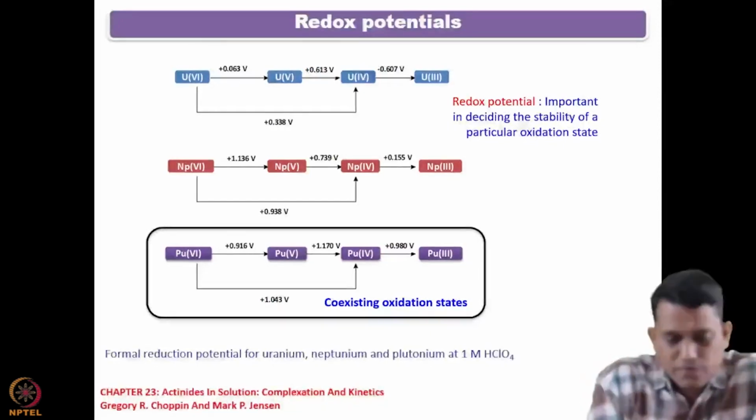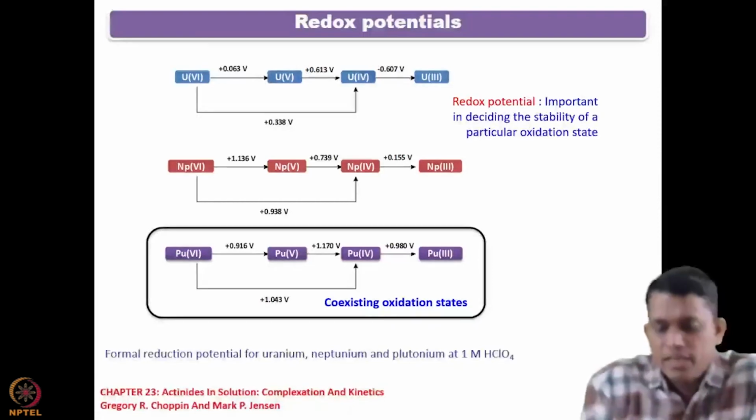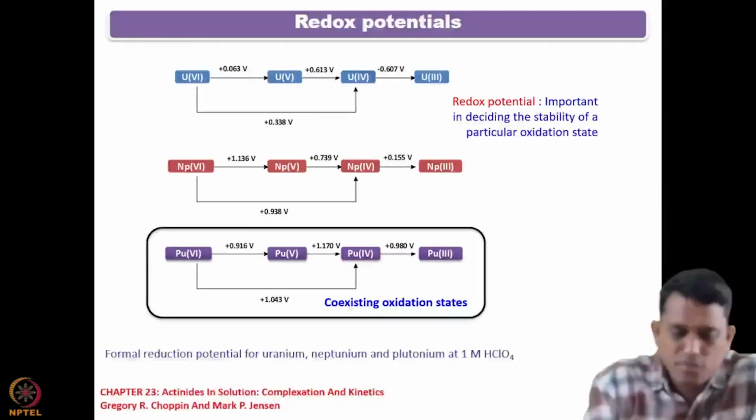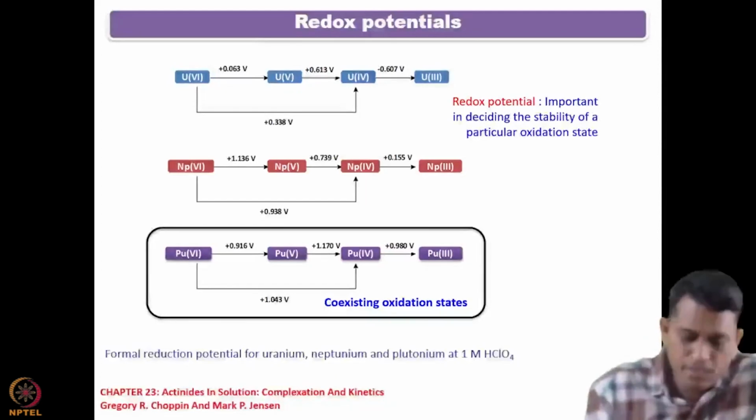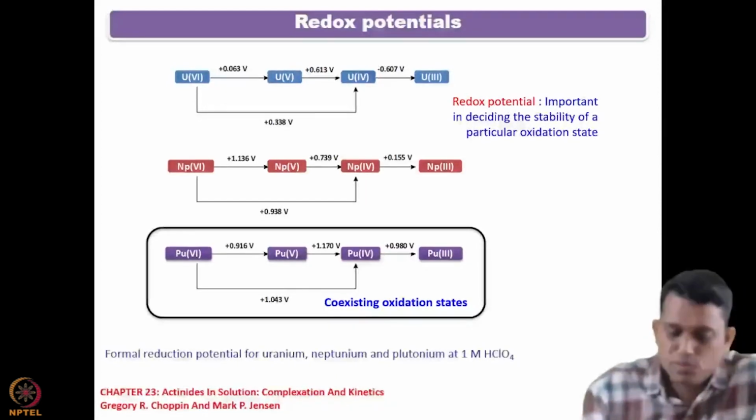If you see very carefully, the first couple has a reduction potential of 0.06. The next couple is almost 10 times higher. And the next one is again going in the negative direction. So there is a huge difference across the uranium-6 to uranium-3 couples. In the neptunium case, again you can see neptunium-6 is +1.136, whereas neptunium-5 to 4 is 0.739, and again it is reduced to 0.155 in the case of neptunium-4 to neptunium-3. So again you can see there is a difference.